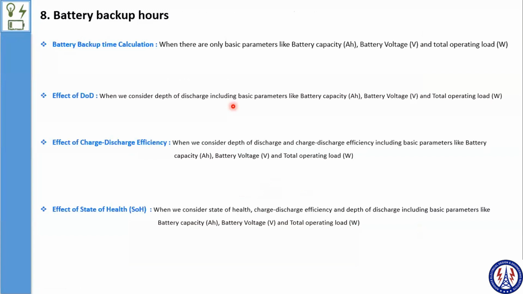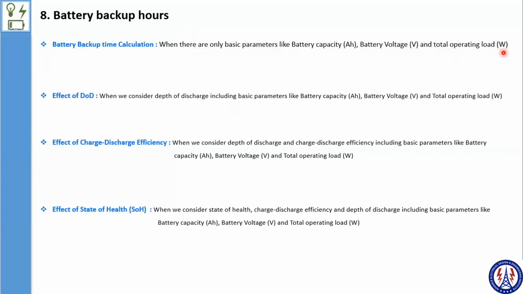I have questions for you here. We are going to calculate the backup hour. Now, there are 4 different scenarios or conditions when you are going to calculate the backup time and you don't have clarity about the site scenarios and many other parameters too. So the first one: when you are aware of only the basic parameters, like battery capacity, battery voltage, and total operating load. You are aware of these 3 elements. So how are you going to calculate the backup time of the particular battery for the specified application?